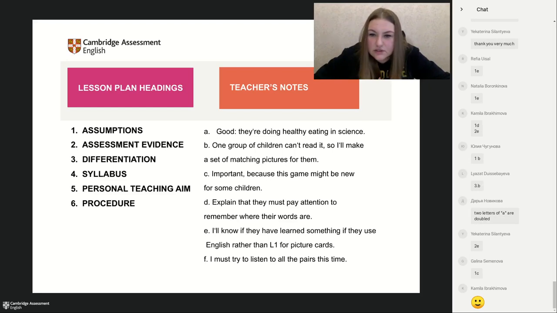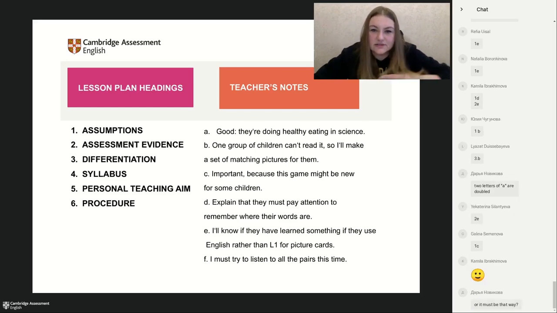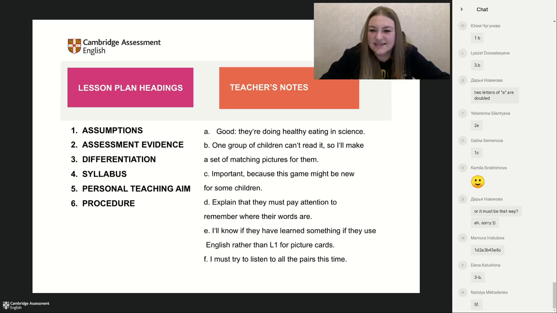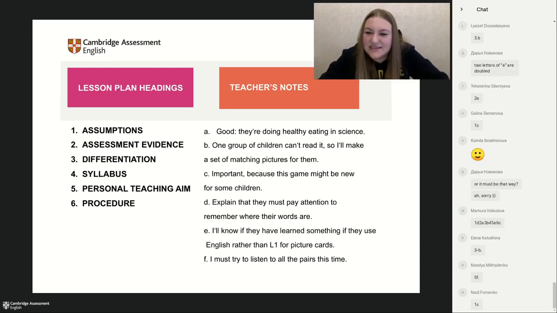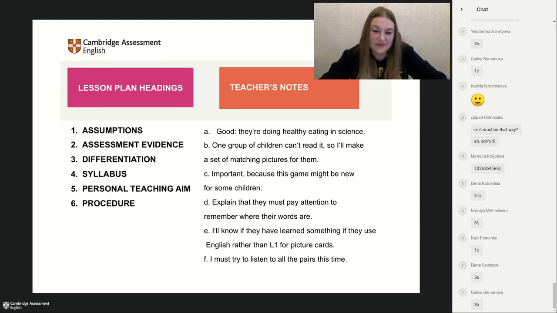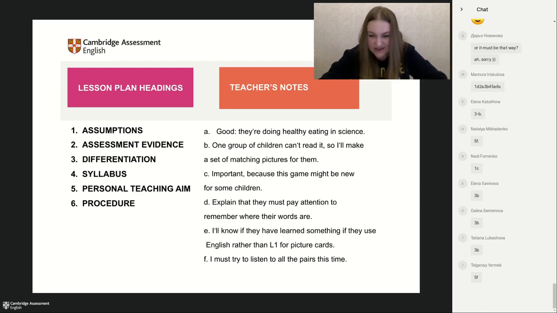Oh, no, that's not a letter. That's the sentence. One group of children can't read it, so I'll make a set of matching pictures for them. Right. Let's see. Oh yeah. Wonderful answers. I wait some seconds and then give you the clue. The answer, I would say. The key. Okay.